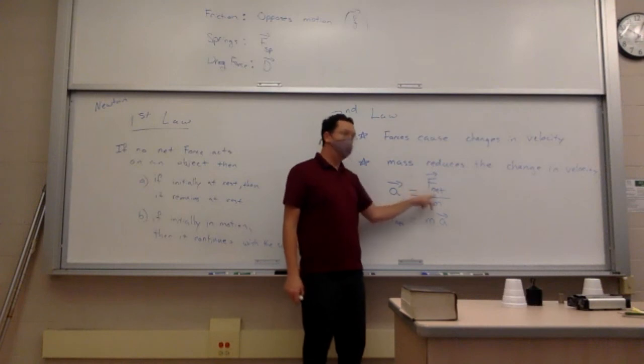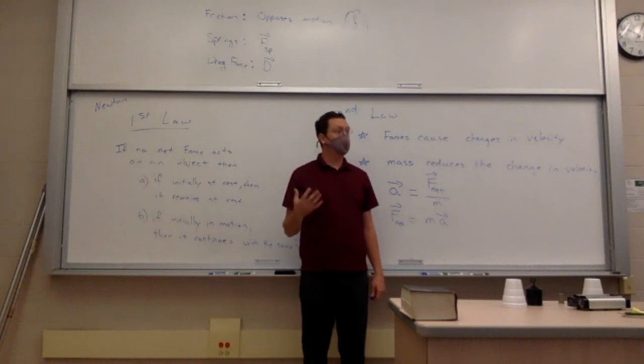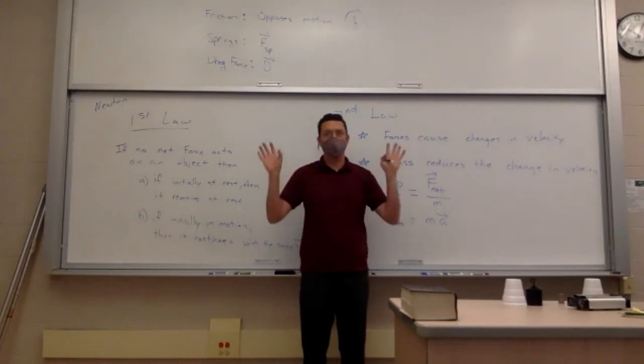If an object has no net force, it will have no acceleration. Does anyone know the name we give to things which have no acceleration or no net force? Those scenarios are called equilibrium. So when something's in equilibrium, there's no net force or no acceleration. Just a vocabulary.